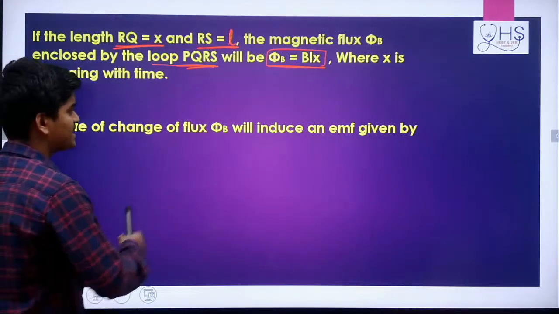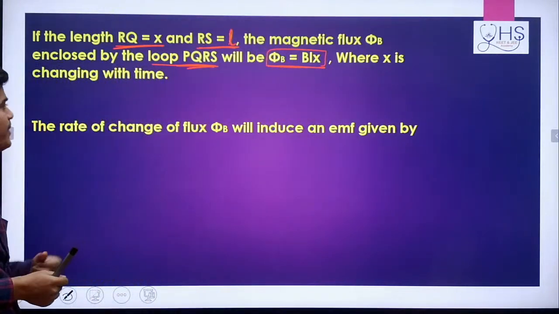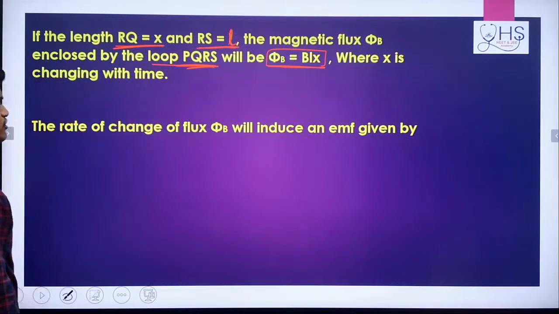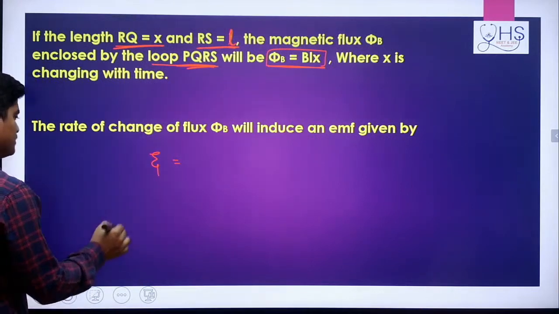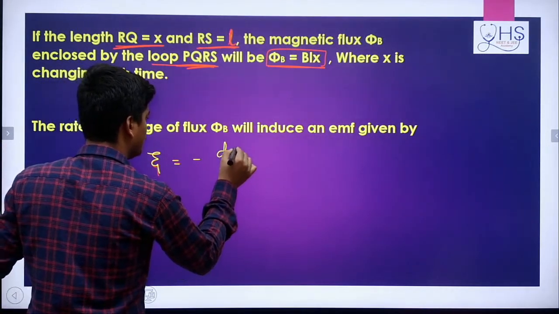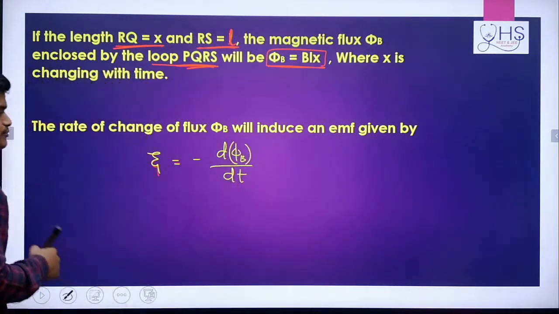So as X is changing, flux also will change. If X is changing with time, flux also will change with time. That flux change will give you EMF. Let that EMF be E. So this EMF is nothing but minus d phi B by dt, where phi B means magnetic flux.